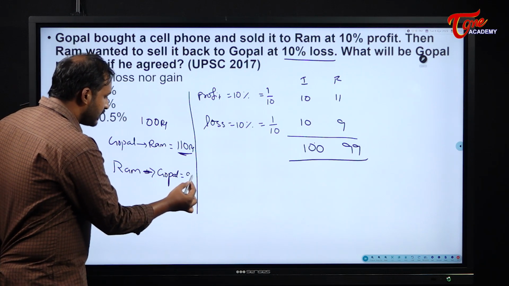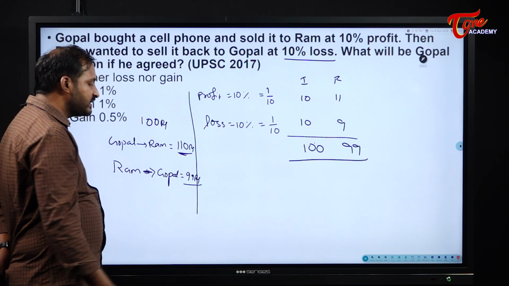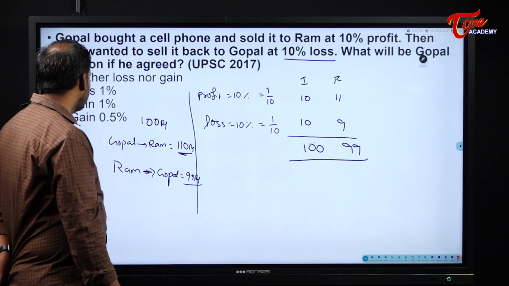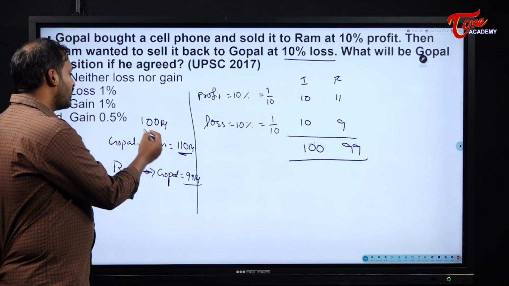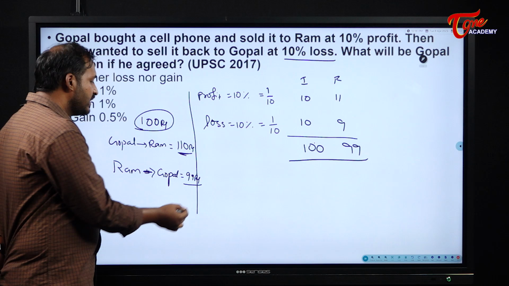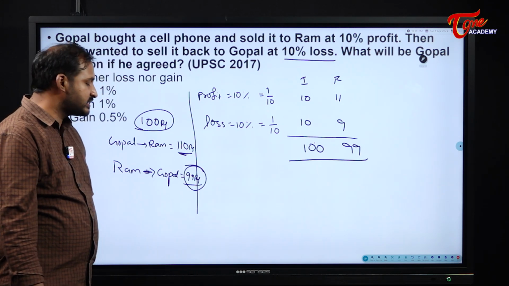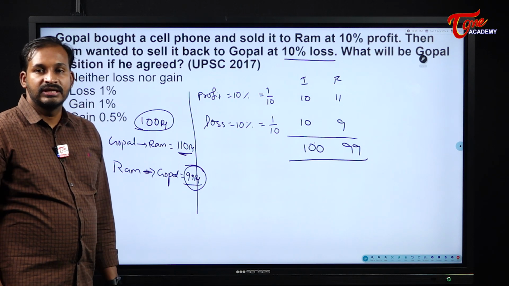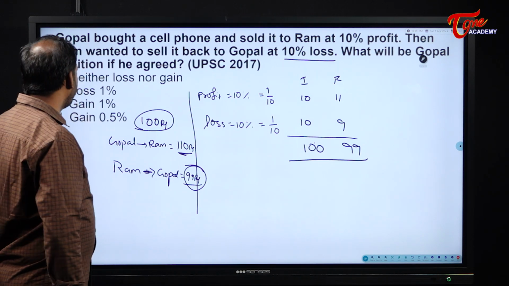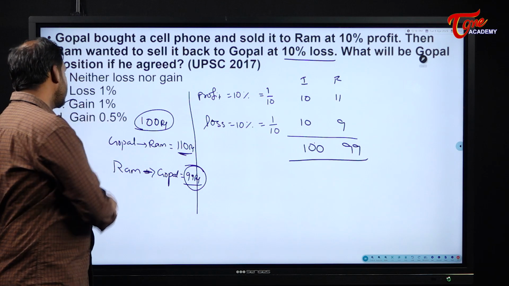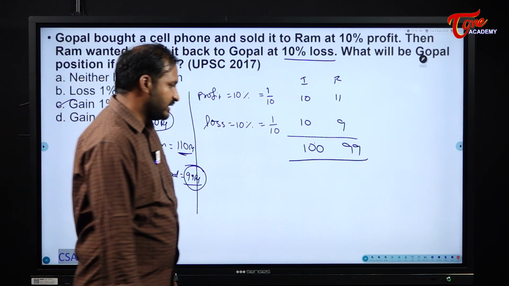So that means Ram will sell this to Gopal for what price? 99 rupees only. Now what is the actual price? 100 rupees. And in return Gopal is purchasing it for just 99 rupees. That means profit or loss? He will get a profit. Profit by what percentage? 1%. He will get a profit of 1% here.